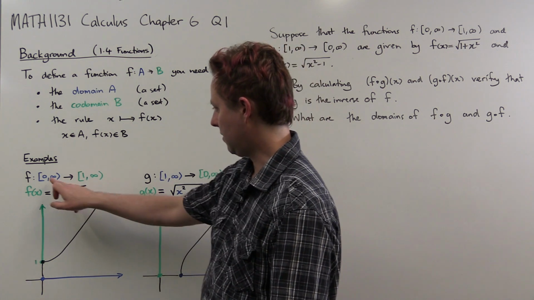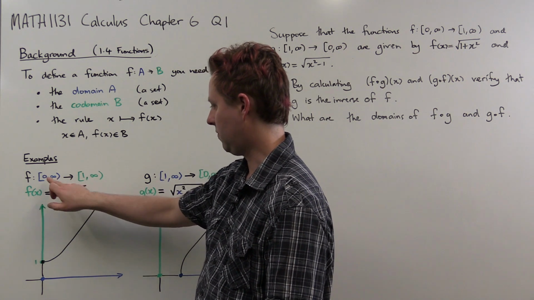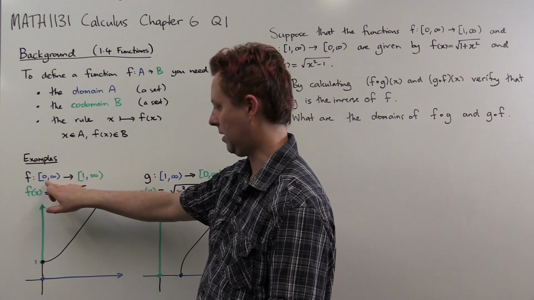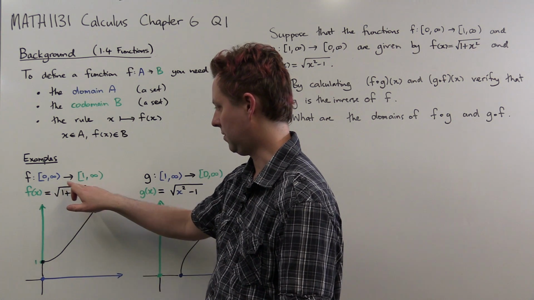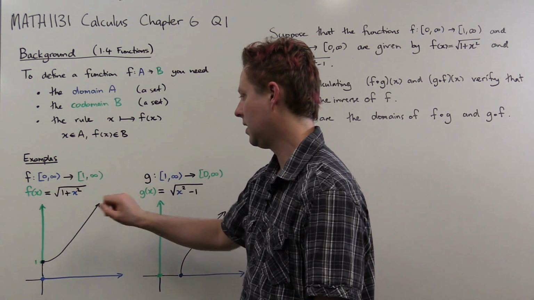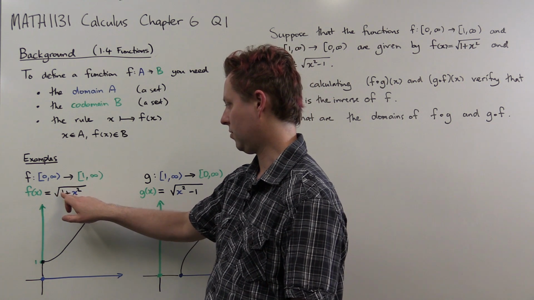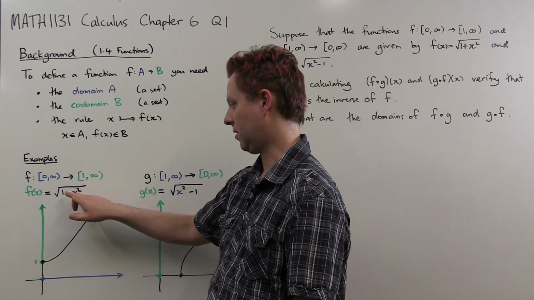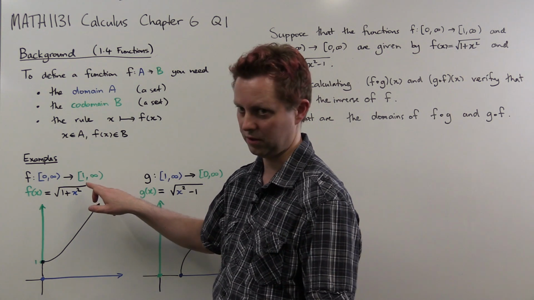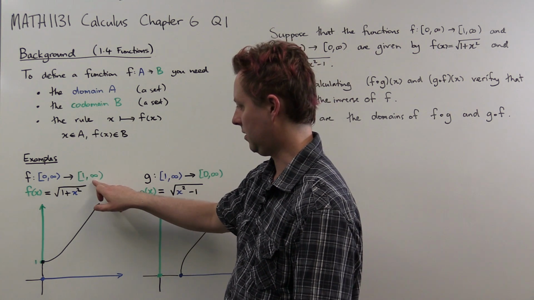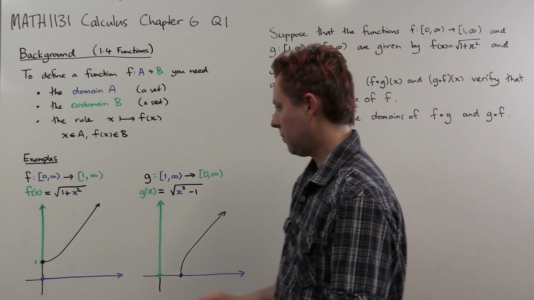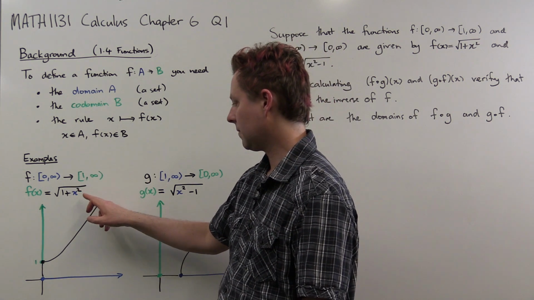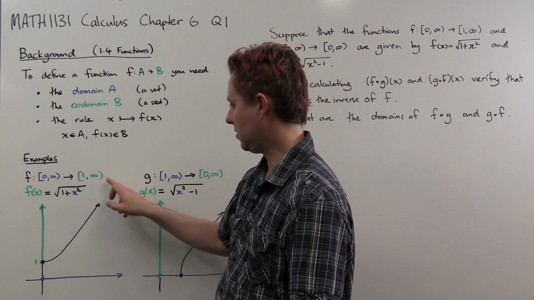So if you take a value in here, so for example 0 is in here, this rule tells you that the value you should get in the codomain is going to be the square root of 1 plus 0 squared, in other words the square root of 1, which is just 1, and you can see that really is in the codomain, so that's good. A couple of things to notice here.